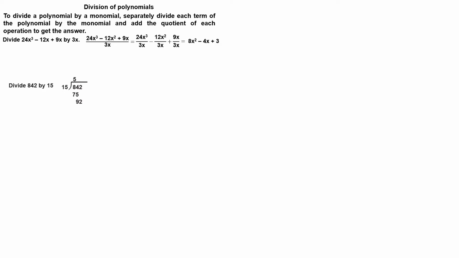Dividing 92 by 15, we get 6 and some extra. We now multiply 15 by 6. We get 90. Subtracting 90 from 92 gives 2. Since all the digits of the dividend were brought down, the remainder is found. The result of the long division algorithm may be expressed as dividend equals divisor times quotient plus remainder. Let's check our answer.